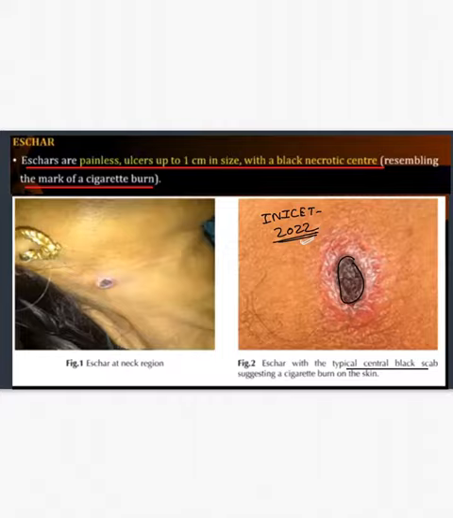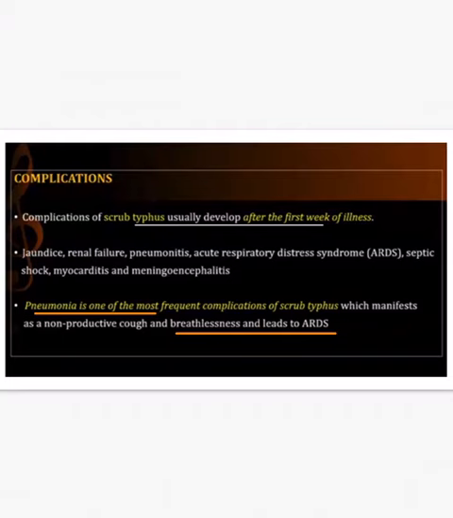So that was asked in this exam. Now coming on to the complications. Usually the complications are seen after the first week of infection, and this can cause complications like jaundice, pneumonia, ARDS. So remember, pneumonia is one of the most frequent complications of scrub typhus, and if not treated, this can manifest as acute respiratory distress syndrome. So this is important, guys.